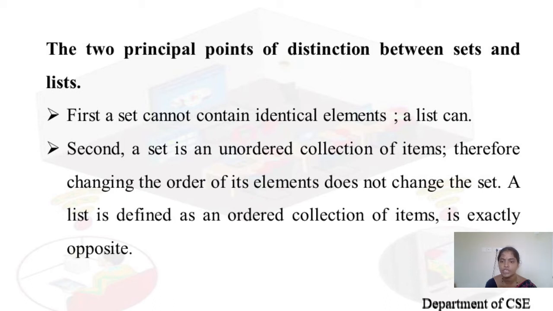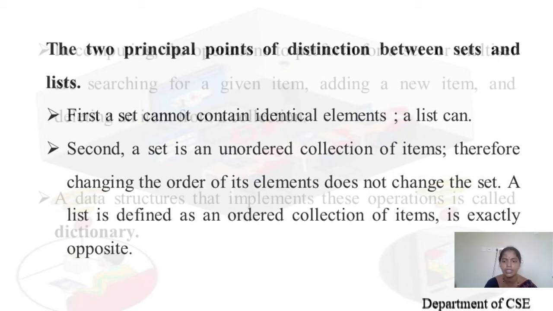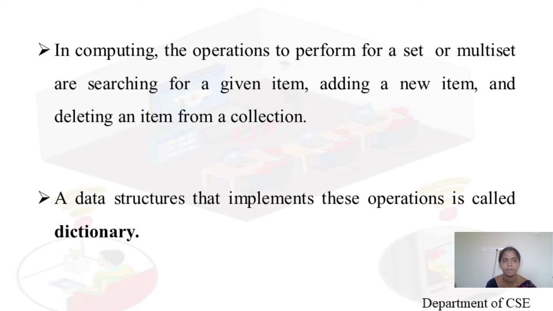So if you change the order of elements in a set, it will not have any effect. It is an unordered collection of items, whereas a list is an ordered collection of items. In a list, it is exact which item comes second and which comes third, which is the opposite of a set. In a list it is an ordered collection of items, and in a set it is an unordered collection of items.